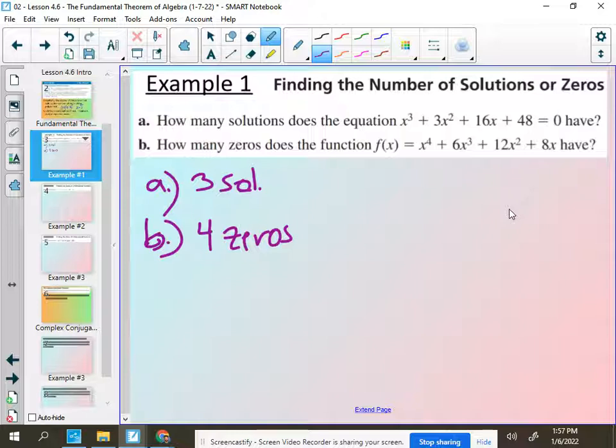Now, I can't tell you, are they imaginary? Are they real? Are they repeated? I can't tell you that just by looking at it like this. We'd have to do a little bit more digging to find that. So that's the first part. Fairly simple, I hope.